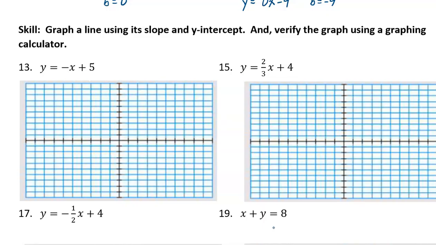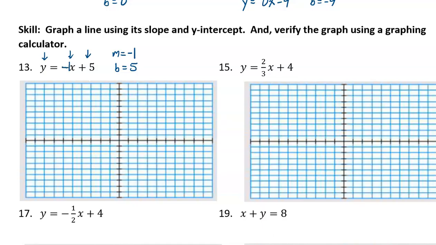So number 13, this equation is in slope-intercept form. We have the letter y alone. After the equals is the x term, and after that is the constant term. Now in front of x, it's important that you recognize it's -1x. So the slope is -1, and the y-intercept is +5.